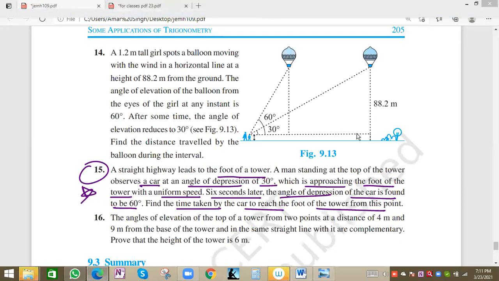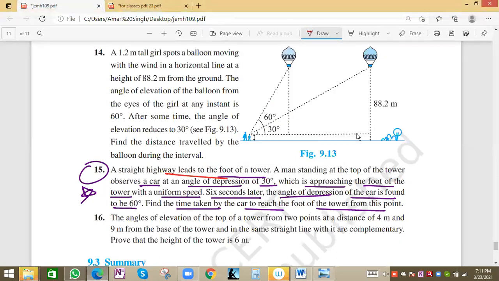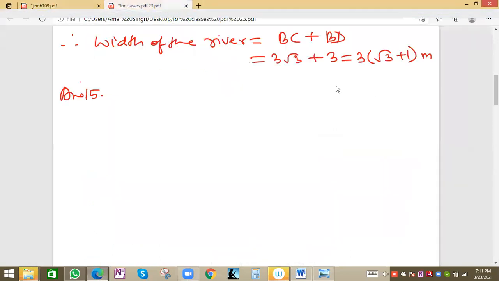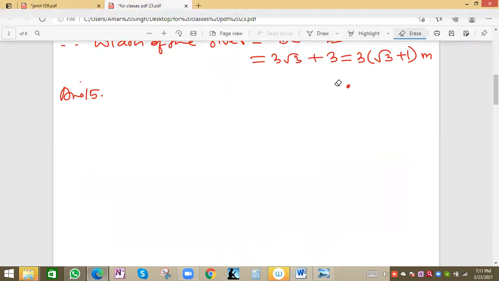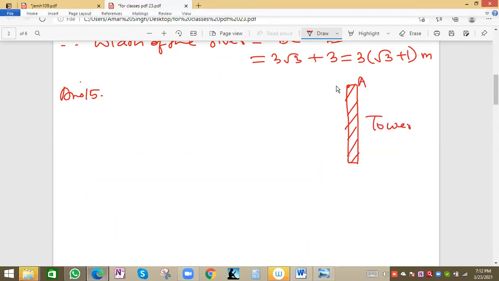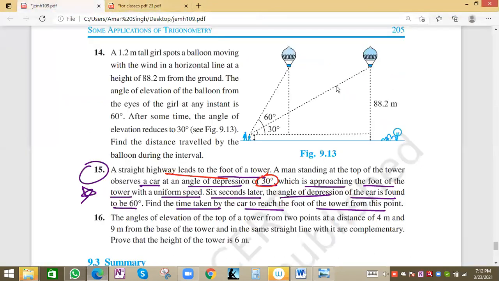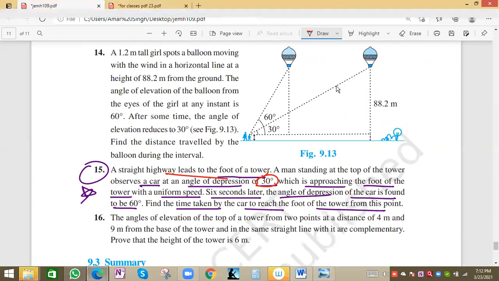So, a state highway leads to the foot of the tower. Means a state highway is there, and if you follow this highway, we can reach the foot of the tower. A man is standing at the top of the tower and observes a car at an angle of depression of 30 degrees. So this is the diagram. Suppose this is the top of the tower. We can have this as a tower, and we can write A here and B here. A is the top position of the tower. Now, the man standing at the top of the tower observes a car at an angle of depression of 30 degrees.